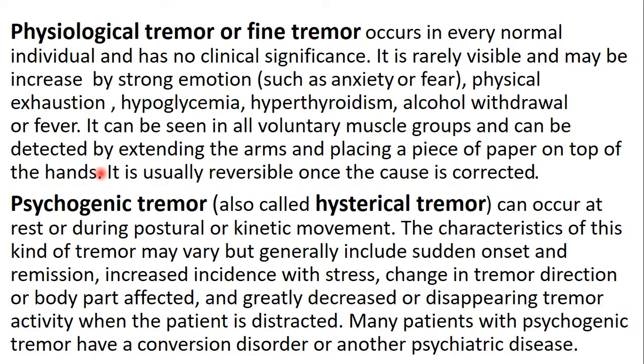Other type of tremor is physiological tremor or fine tremor. نشوفها مثلا بثايروتوكسيكوسيس. Occurs in every normal individual and has no clinical significance. It's rarely visible and may be increased by strong emotion. يعني any person when he is anxious or fearing will have a physiological type of tremor. Physical exhaustion, in hypoglycemia, in thyrotoxicosis, in alcohol withdrawal, or even in fever.